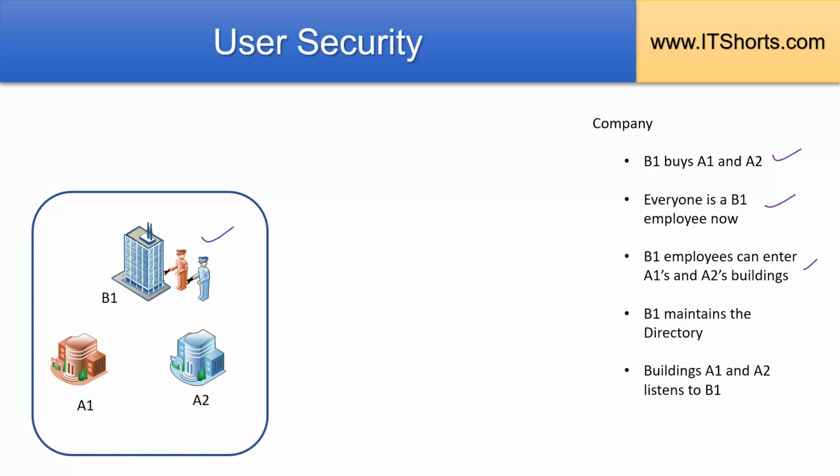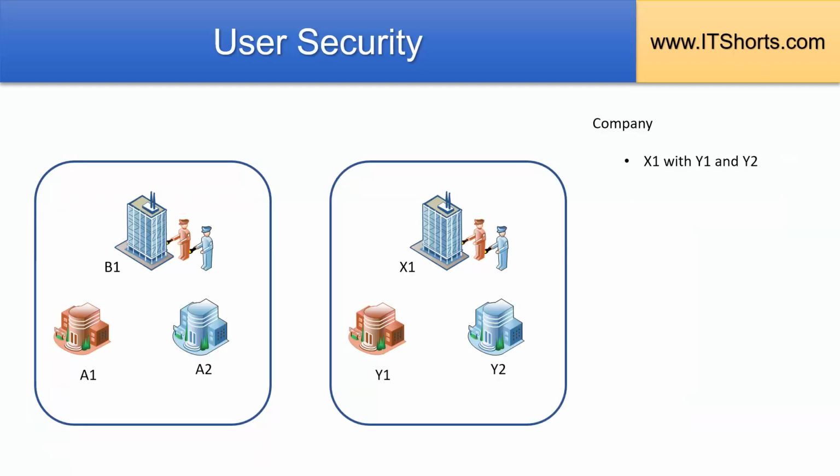So, the buildings A1 and A2 become two resources which can be accessed by any B1 employee. In this example, B1 maintains the employee directory which the reception areas in the buildings of A1 and A2 subscribe to and allow people inside as needed. Now, imagine there is another company called X1 which owns buildings Y1 and Y2, just like B1 owns A1 and A2. That company X1 has its headquarters X1 building. As we have seen already, an employee of the company B1 is generally not allowed to access the buildings X1 or Y1 or Y2 since these buildings are owned by X1.